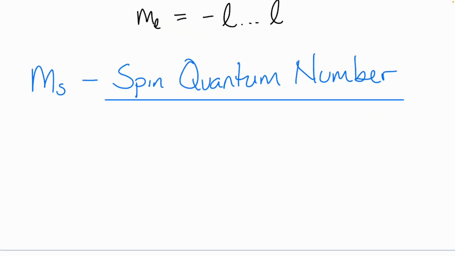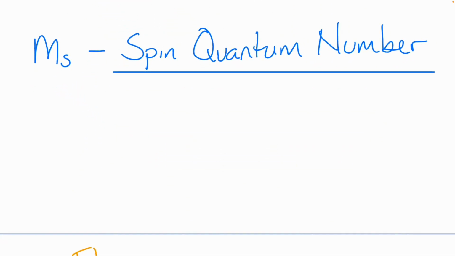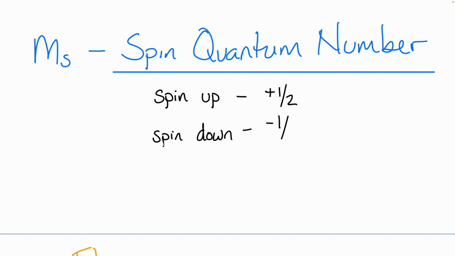So now we're going to translate that same information, but using a numerical value here. A spin up electron gets a spin quantum number of +1/2. And a spin down electron gets a spin quantum number of -1/2. And those are the only two allowed values for your spin quantum number.